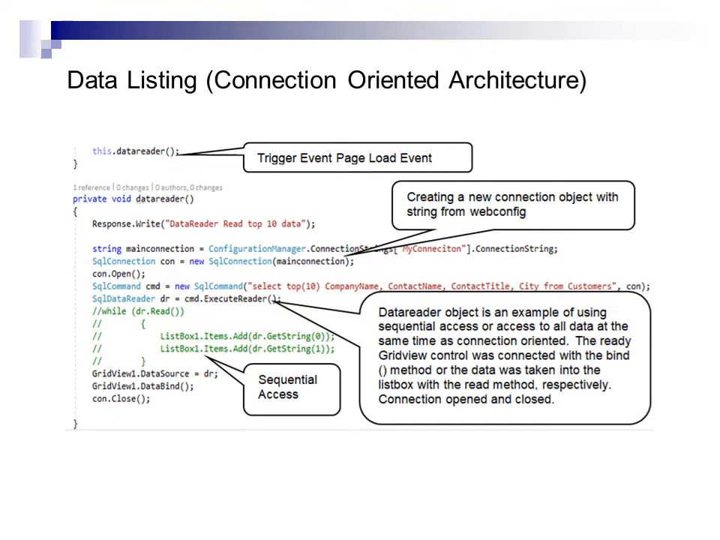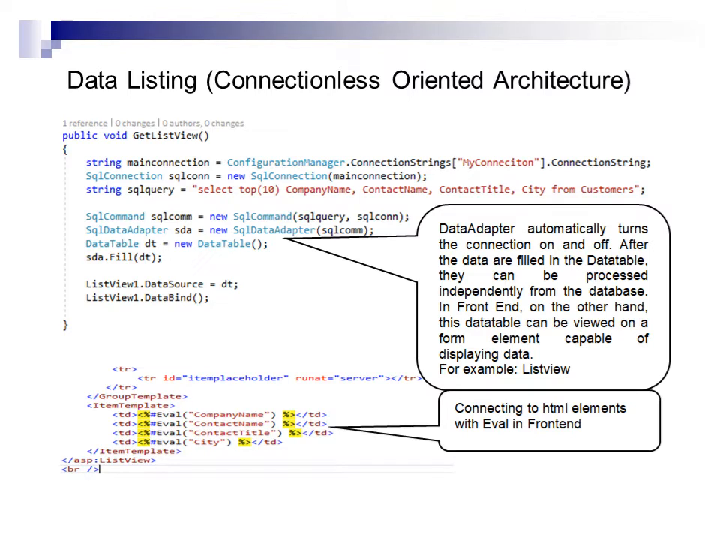Connection opened and closed. Data listing, connectionless oriented architecture. Data adapter automatically turns the connection on and off. After the data are filled in the data table, they can be processed independently from the database. In the front end, on the other hand, this data table can be viewed on a form element capable of displaying data. For example, list view, connecting to HTML elements with eval, and front end.